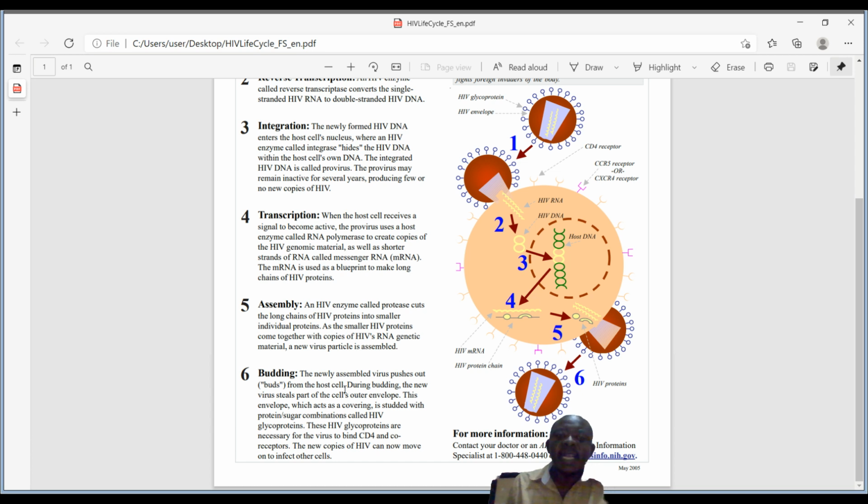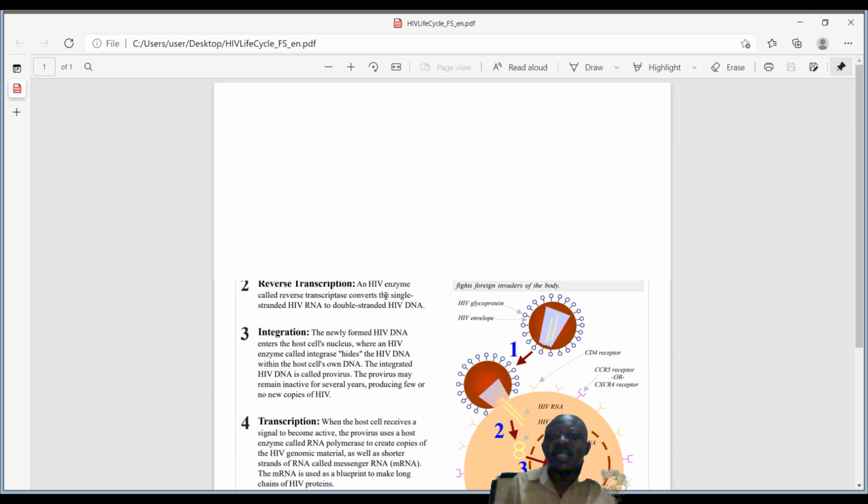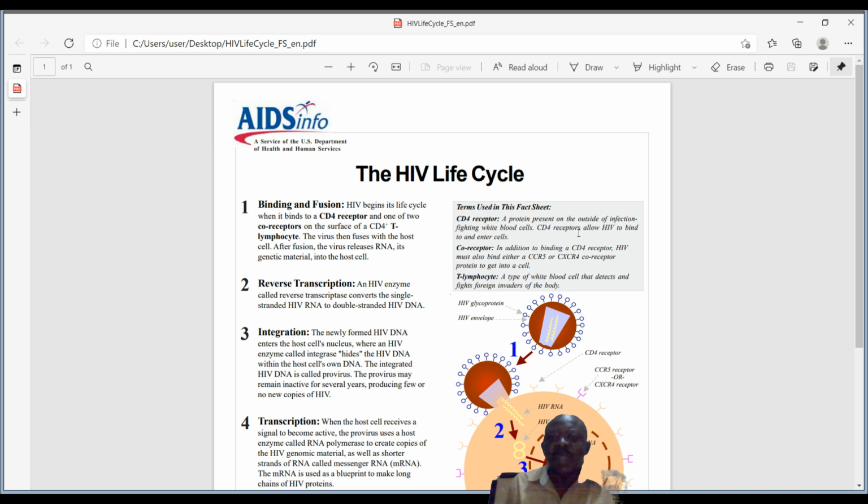When these assemble together, they come out of the host cell. As they come out, they acquire an envelope of glycoproteins that is going to have the GP41 and GP120. That is needed for the virus to infect other cells. So that is what we have been looking at today, which is the HIV life cycle, and that is what is involved during this cycle.